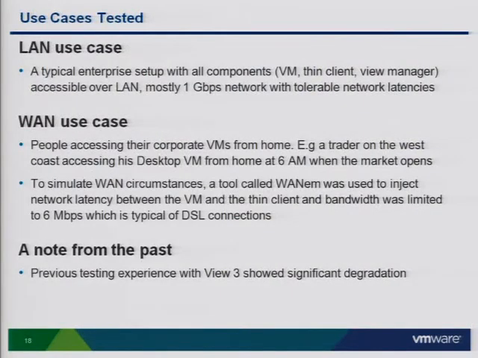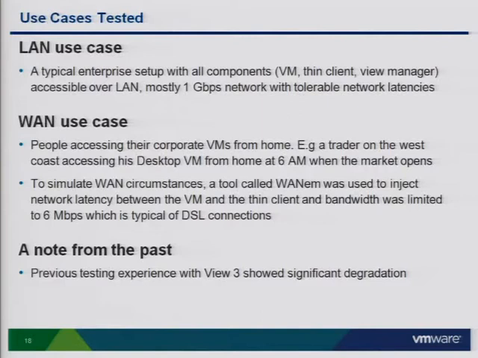So the use cases that we tested are primarily the more common ones, both the LAN and the WAN use case. In the LAN use case, there's a typical data center, mostly a 1 Gbps network around it, and the consumer or the end user is in the same network, most representative of most corporate environments. And this application has relevance in the WAN use case too, as in the example highlighted there. For example, a trader who's on the West Coast who's using a VM over View to access the same application for his financial activity.